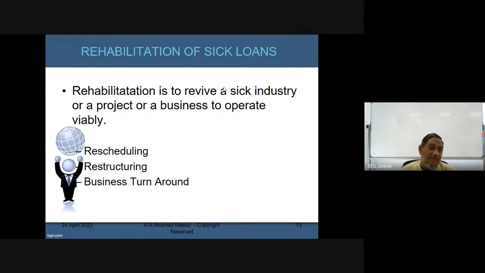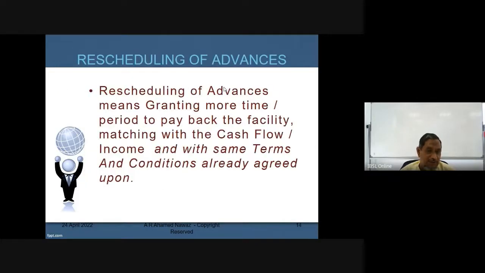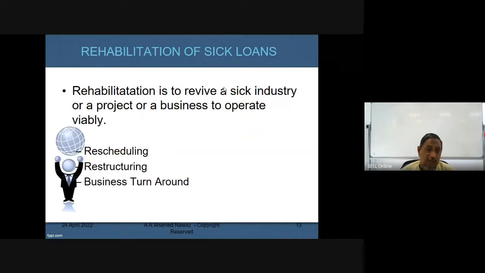We had to apply certain principles and certain techniques, especially in business. When it comes to business turnaround, it has to be done in a very scientific method. Okay, so let's see what this rescheduling, restructuring, and business turnaround is.